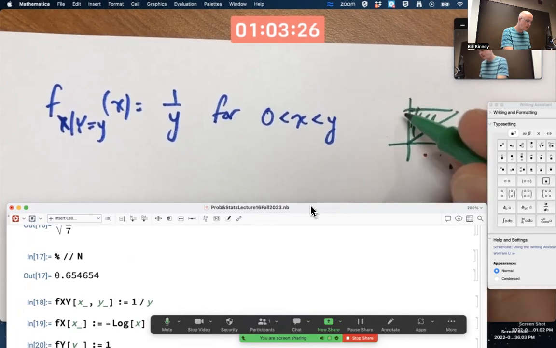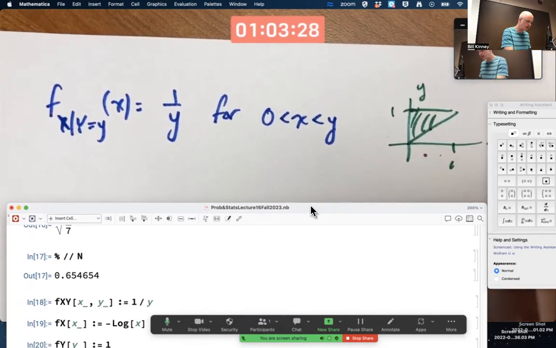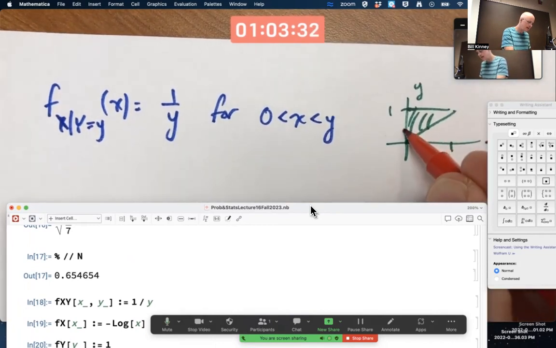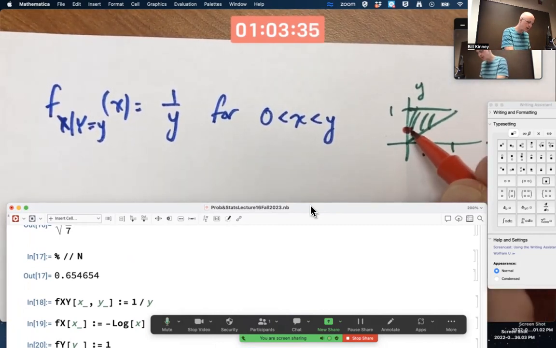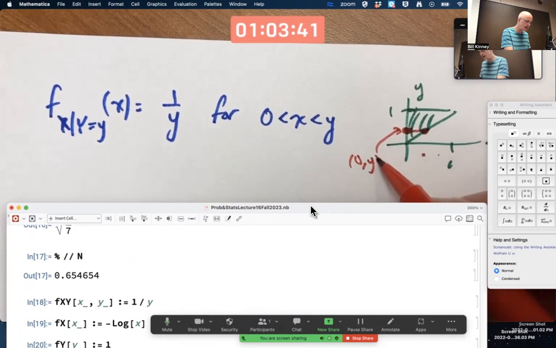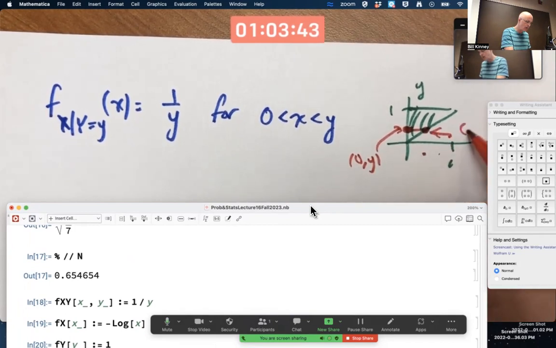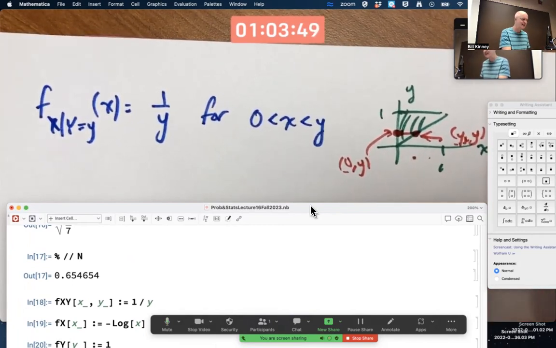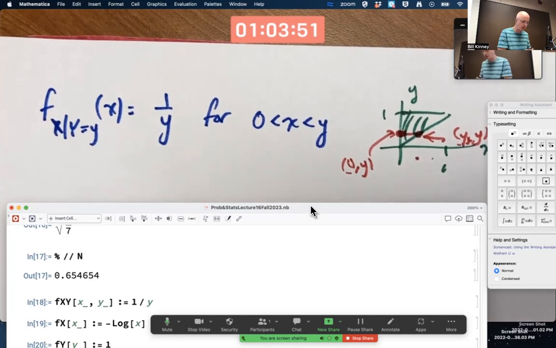For any given y between 0 and 1, any fixed y, x varies between the first coordinate of this point and the first coordinate of this point, 0 and y. Again, this point has coordinates 0, y. This point has coordinates y, y. First coordinates are 0 to y. And it's got to be that way if this is going to integrate to 1.